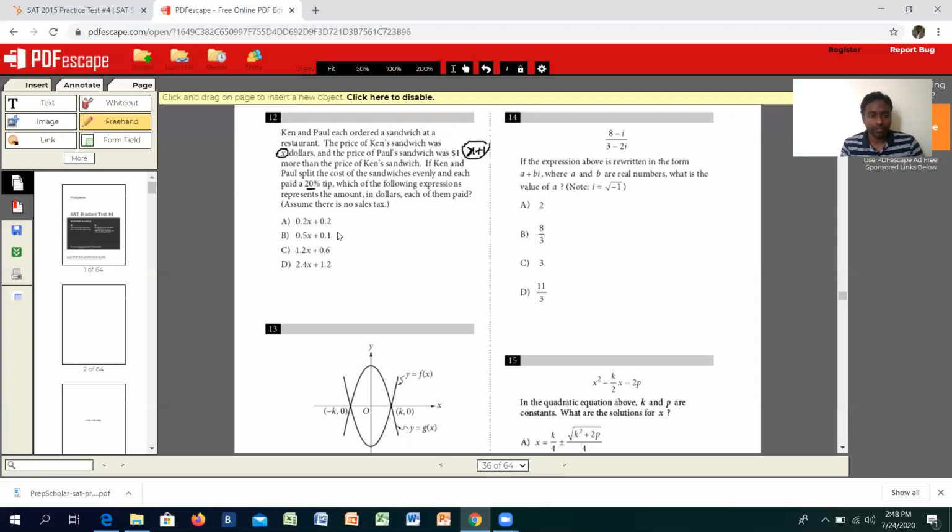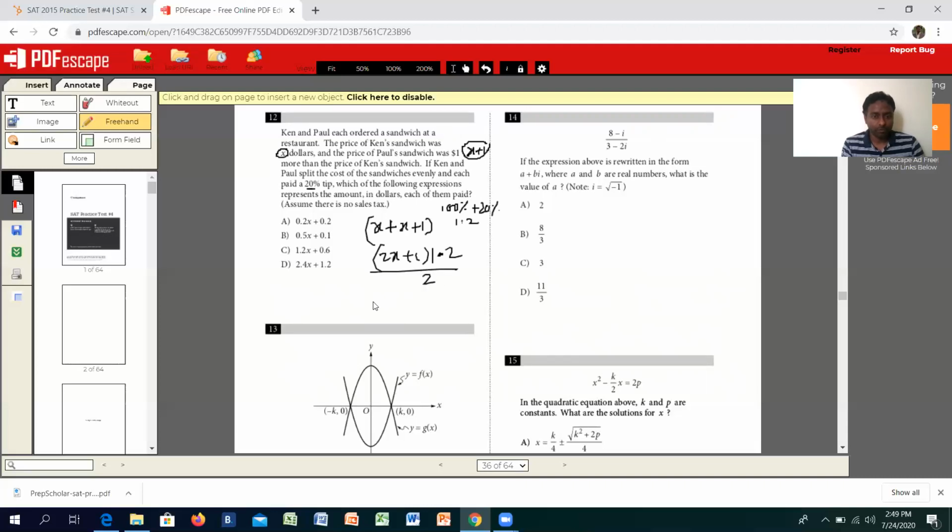Okay, which expression suits that? So together, if I write it, the percentage, the amount that they paid is 100%, because they paid the full amount. Along with that, they paid a 20% tip. So 100% means 1, and 20% is nothing but 0.2. So it means basically 1.2. So 2x plus 1, and they paid it evenly, so we have to divide by 2.